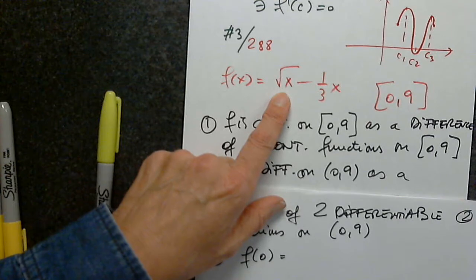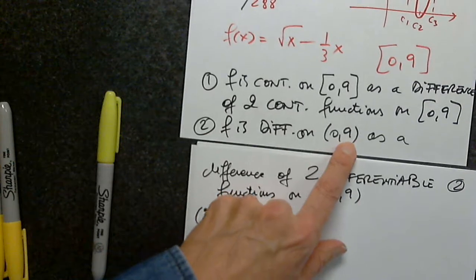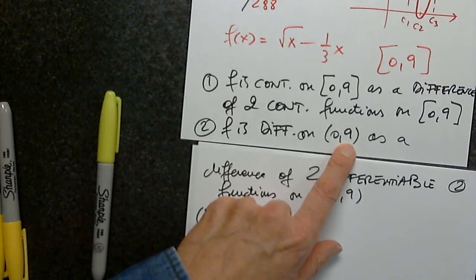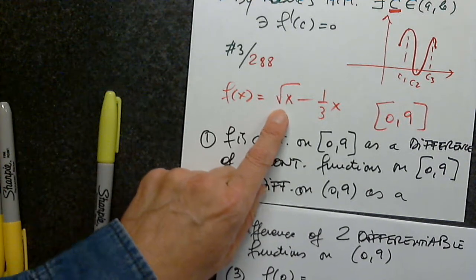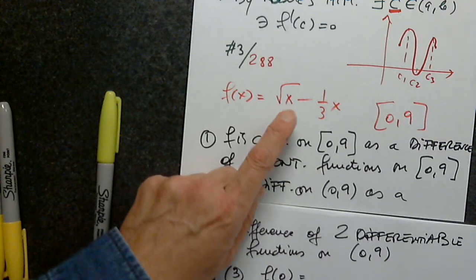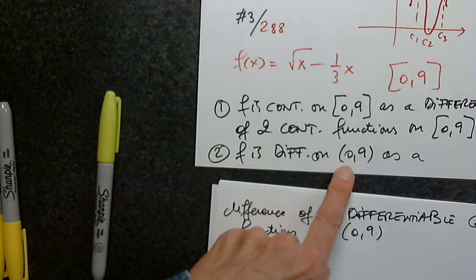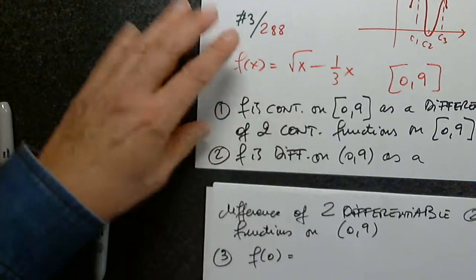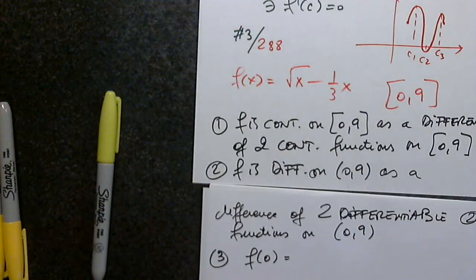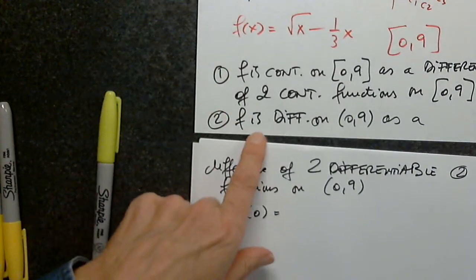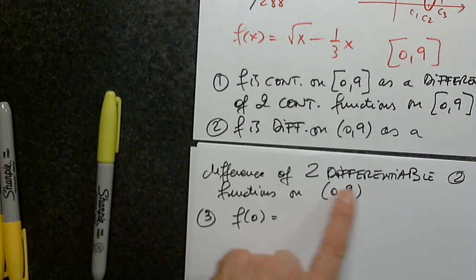The square root of x is not differentiable at 0, but the theorem requires the open interval 0, 9. So I don't care whether it's not differentiable at the endpoints. The derivative is 1 over 2 the square root of x, which is not defined at 0, but it doesn't matter because this interval does not include 0. It doesn't include 9 either, although it's differentiable at 9. Okay, so the function f is differentiable on the open interval 0, 9 as a difference of two differentiable functions.